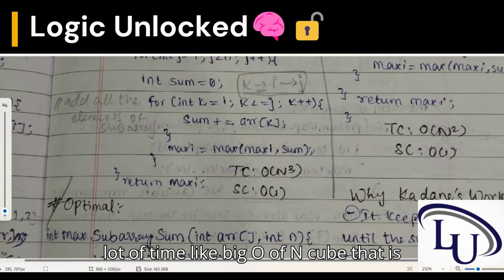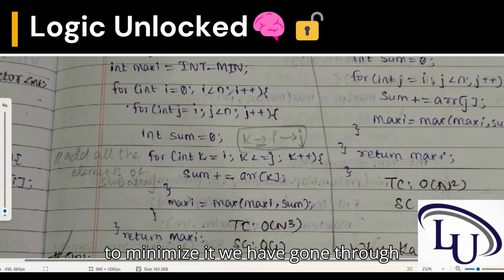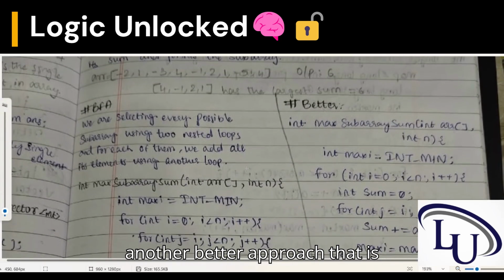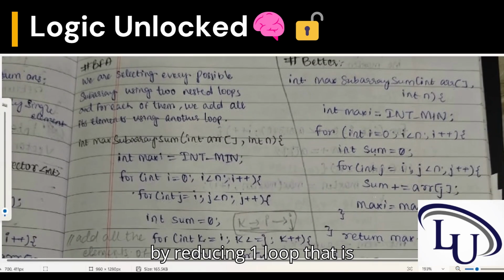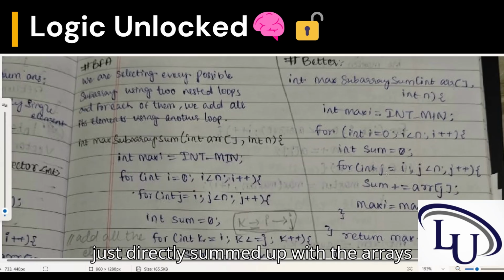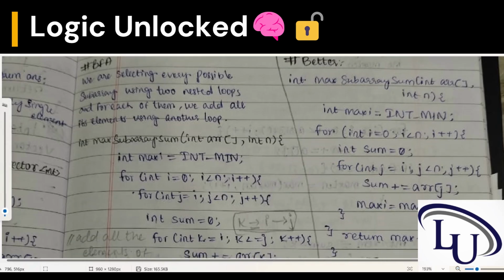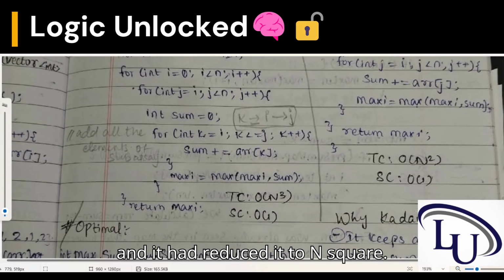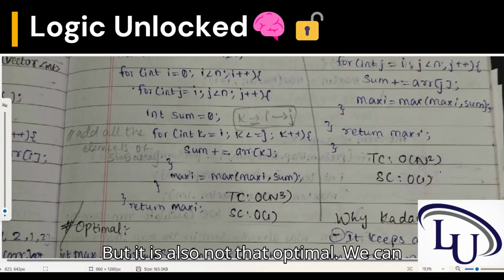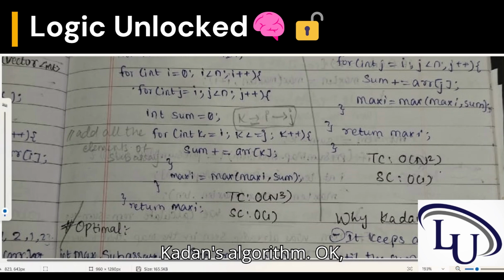But it takes a lot of time, like big O of n cubed. That is a lot of time complexity. So to minimize it, we go through another, better approach, by reducing one loop, that is the k loop. We reduce the k loop and directly sum up the elements coming out of the j loop. That reduces it to n squared, but it is also not that optimal. We can reduce it to big O of n by using Kadane's algorithm.